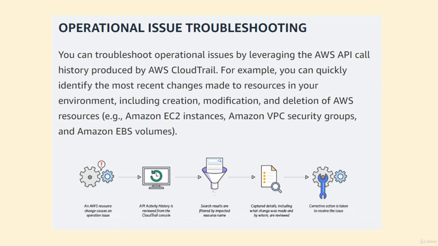You could include the creation, modification, and deletion of different resources. You can manage the API call history from the CloudTrail console. You can search the results with filters by resource name. You can capture the details and know what changes were made and by whom. You can review this and perform the corrective actions or measures from there.